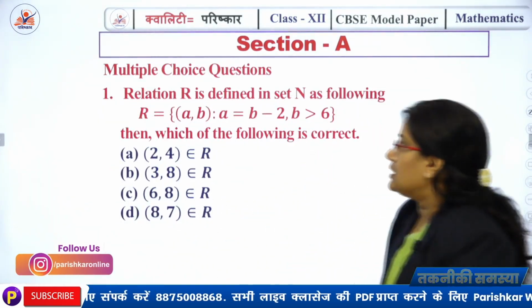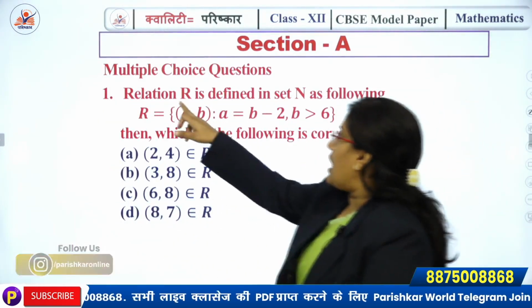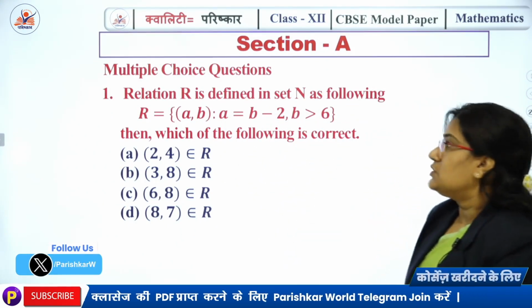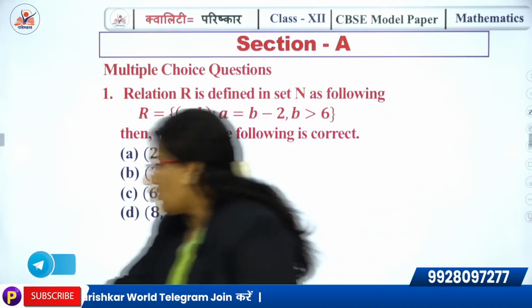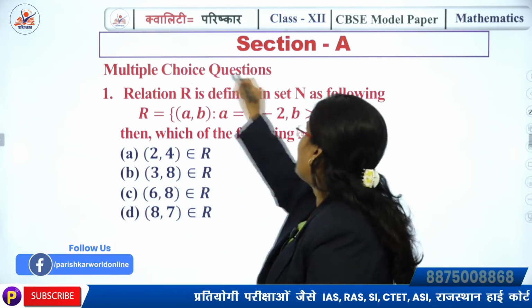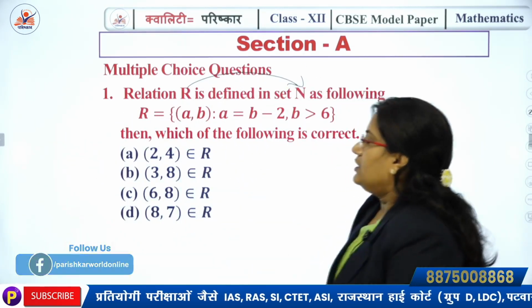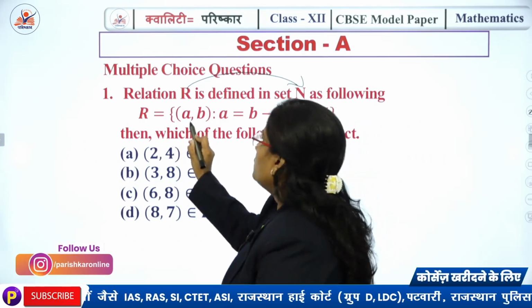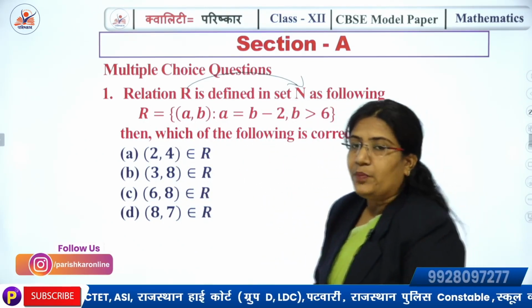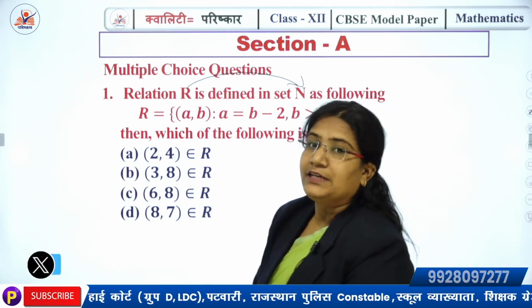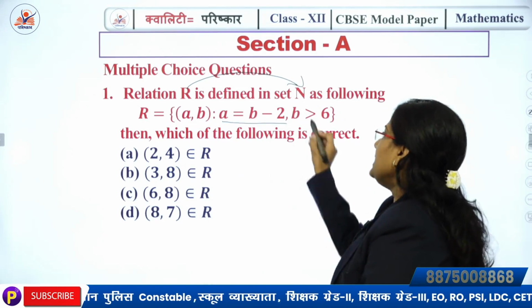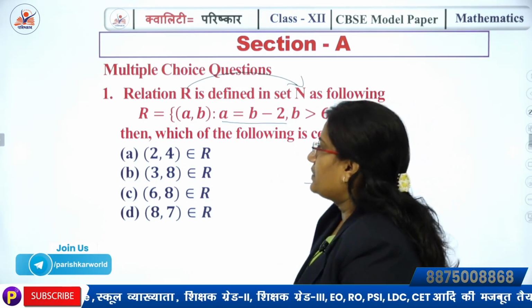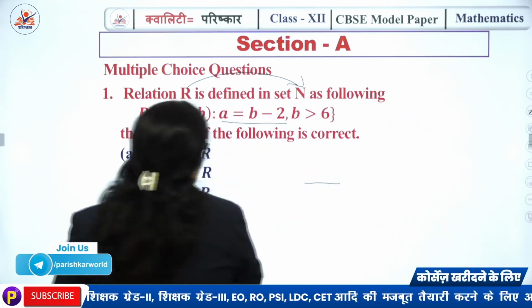Students, the first multiple choice question is: relation R is defined in set N as follows. We have a relation R defined in the set of natural numbers, given by R equals (a, b), an ordered pair, where the condition is a equals b minus 2 and b is greater than 6. Then which of the following is correct?